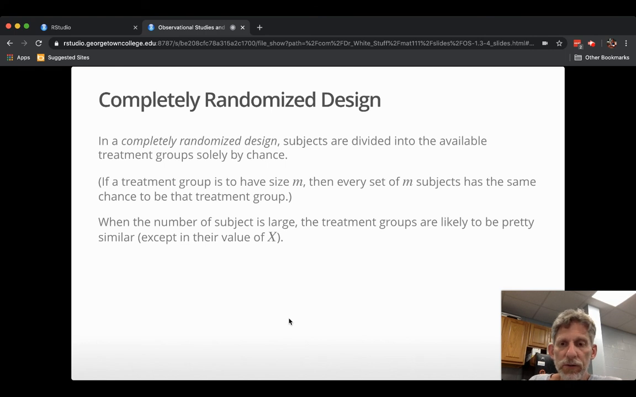It's just like if you flip a coin 1,000 times, I guess just by chance it's possible that it could have 900 heads. But those chances are really, really small. So that's the beauty of a completely randomized design. If you've got a lot of subjects in the experiment, chances are your treatment groups are going to look pretty similar in terms of the subjects that are in them, except, of course, in the actual treatment group they're in, the value of the explanatory variable.